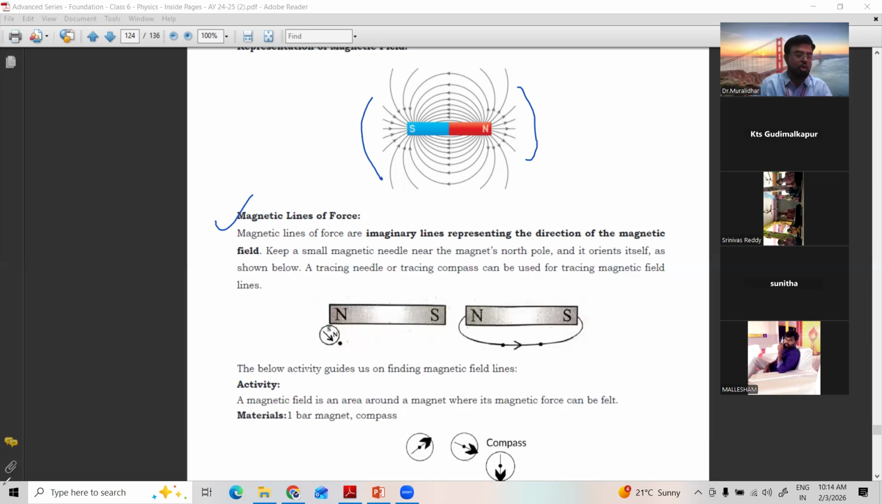Okay, after going home today, if you have a magnet, you can try these lines of force. Or there is another simple experiment also. Take some iron pieces, iron filings, you can say iron powder, placed on one paper. From the bottom of the paper, you move the magnet.